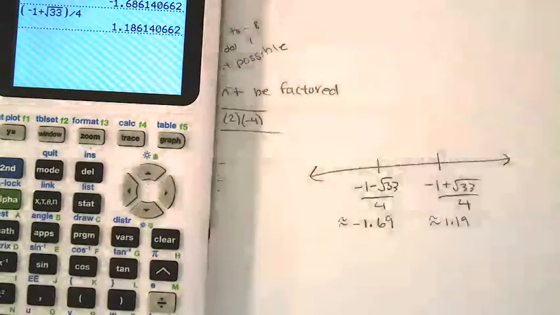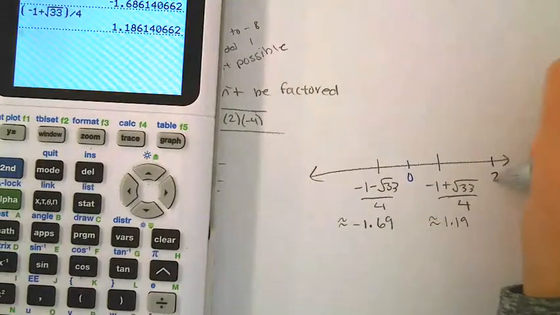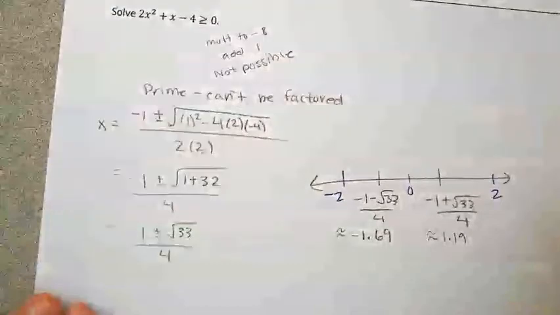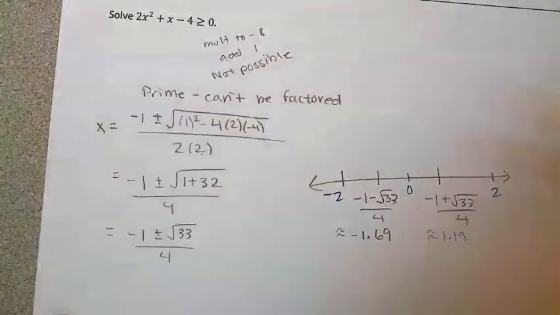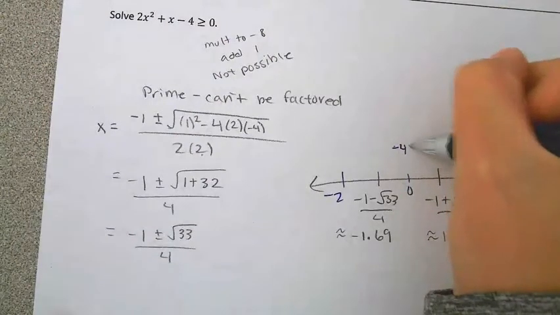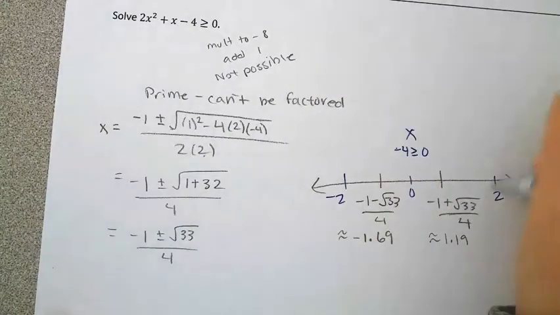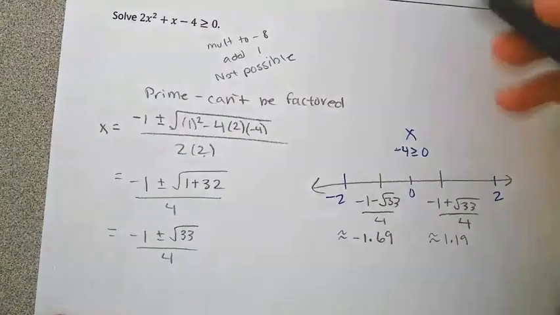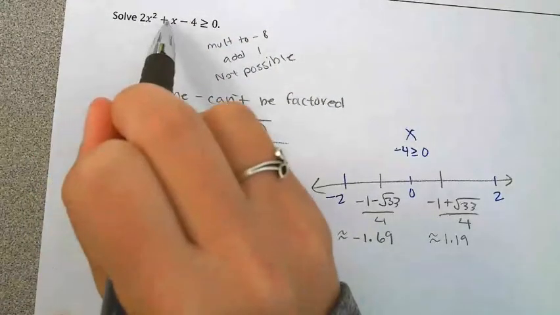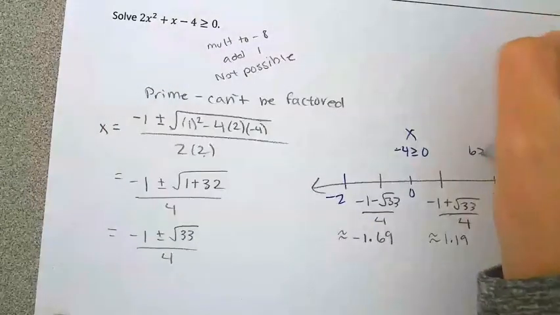Let's pick them at 0. 0 is always a good number. Let's do 2 and let's do negative 2. So picking our tester points, if I put in 0, I get negative 4 is greater than or equal to 0. That is not true. Let's try 2. So that would be 2 squared, 4 times 2 is 8, plus 2 is 10, minus 4 is 6. 6 is greater than or equal to 0. That's true.